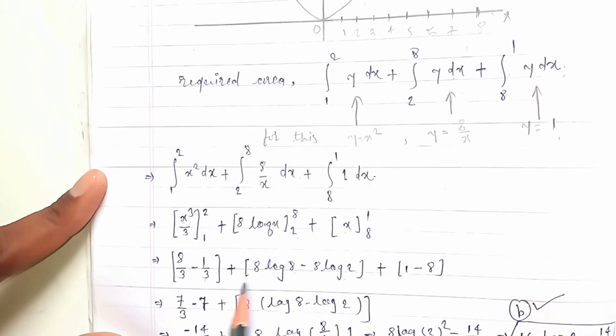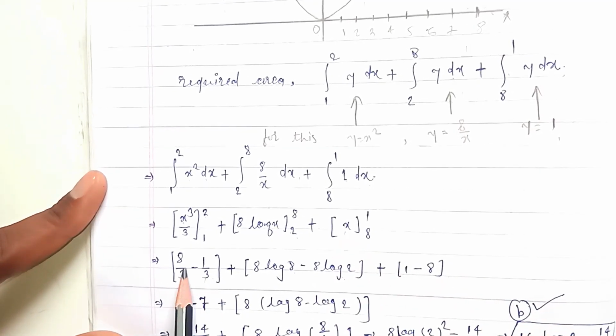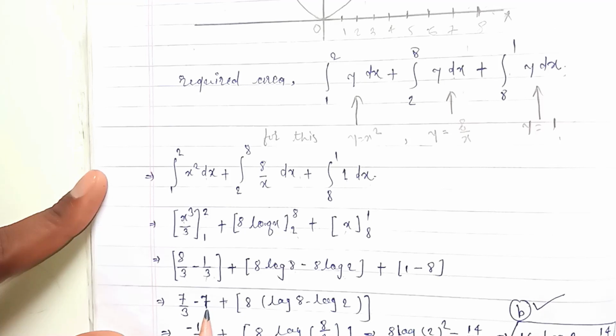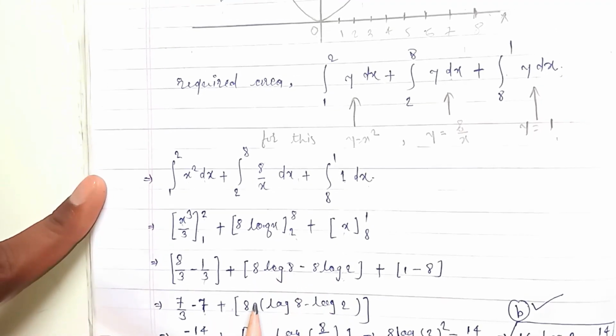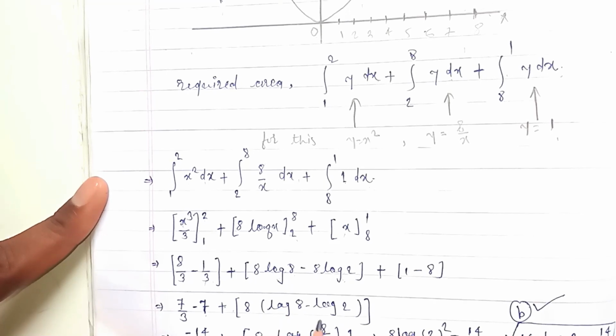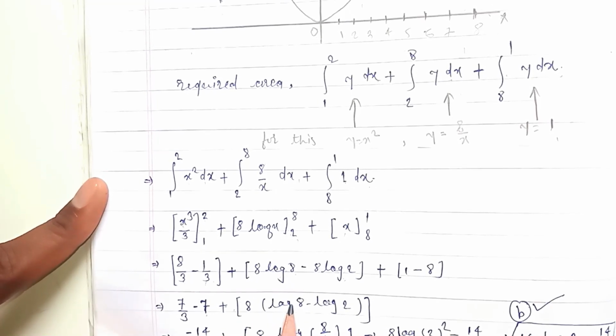Okay, so 8 by 3 minus 1 by 3, which is 8 minus 1 over the denominator 3, that is 7 by 3, and 1 minus 8, which is negative 7, plus 8 log 8 minus 8 log 2. So take 8 common from here, so it is easier to find their log then. So 8 common here, log 8 minus log 2.